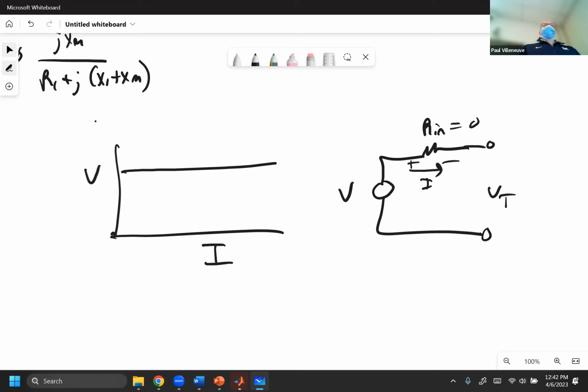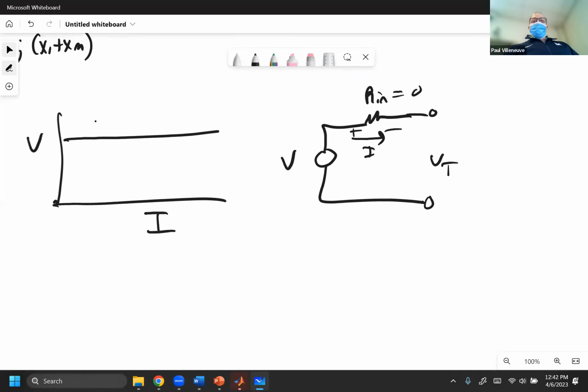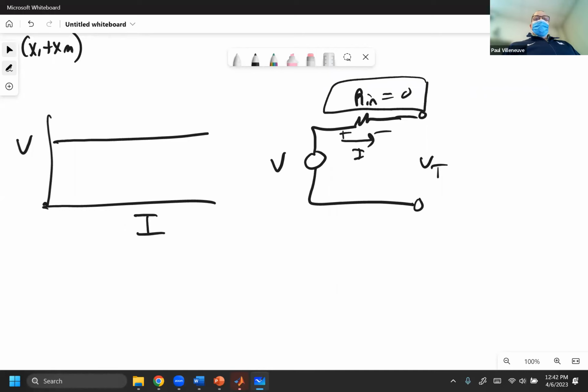Isn't the only way to make sure that the voltage never changes as I increase the current to make it 0? So when you turn off an independent voltage source, you are replacing it by its internal equivalent impedance. The ideal voltage source is 0. So that's why you replace it with a short.